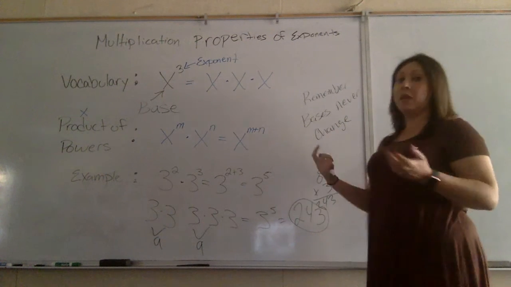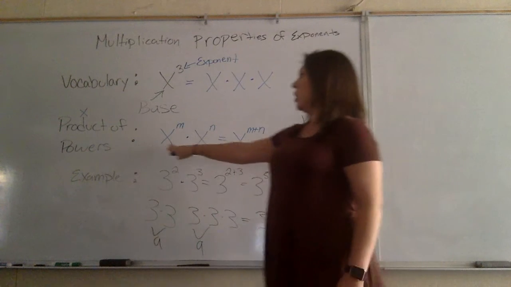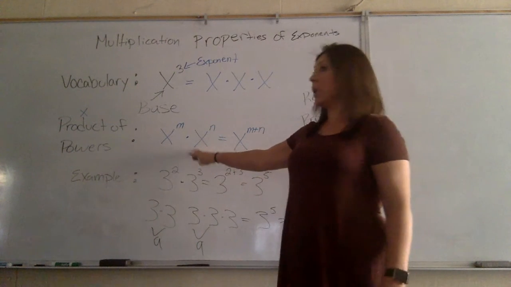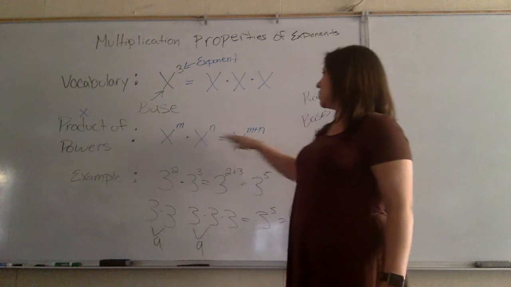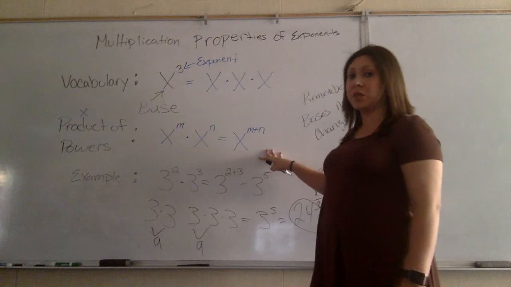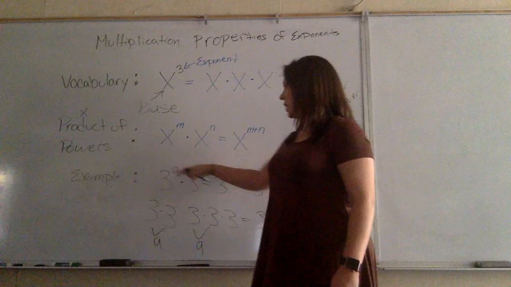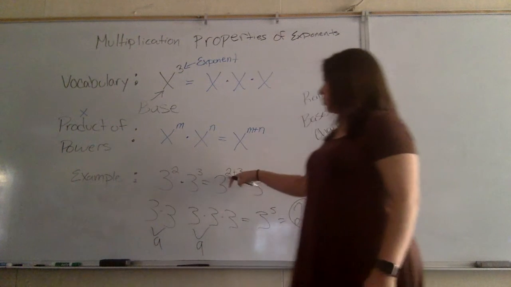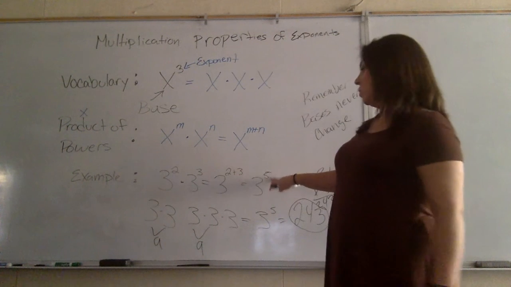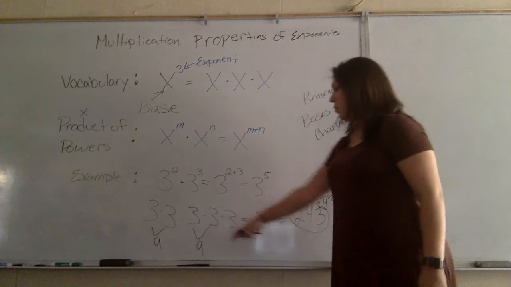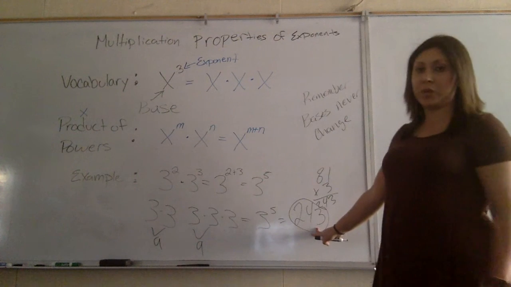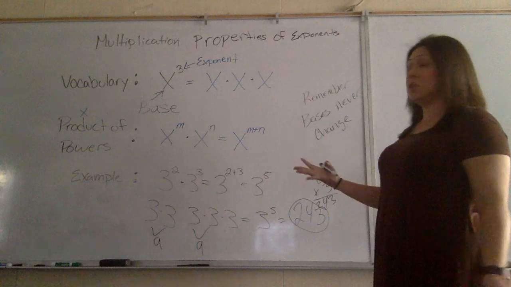All right, so the main lesson is, if my bases are the same, then I take my exponents and I add them to get my answer. So 3 to the second, 3 to the third, 2 plus 3. 2 plus 3 gives me 5. If I multiply it out, it gives me 243. All right, so that is the intro for our lesson.